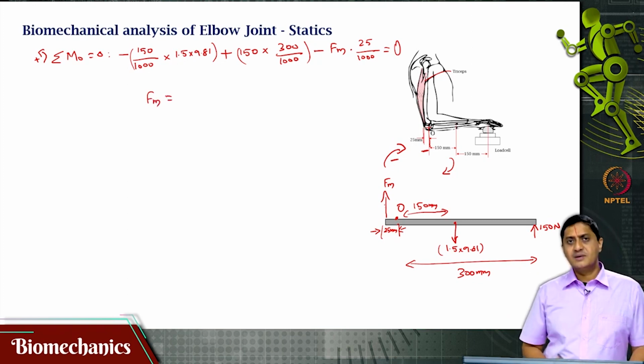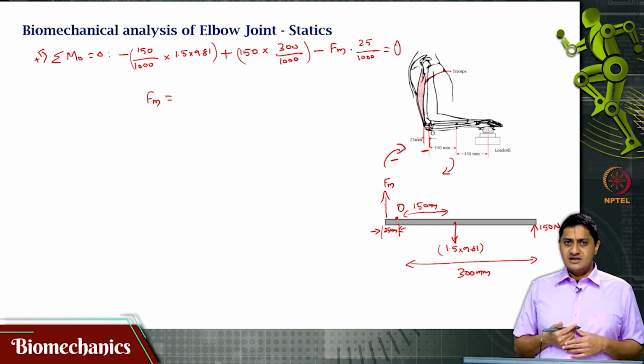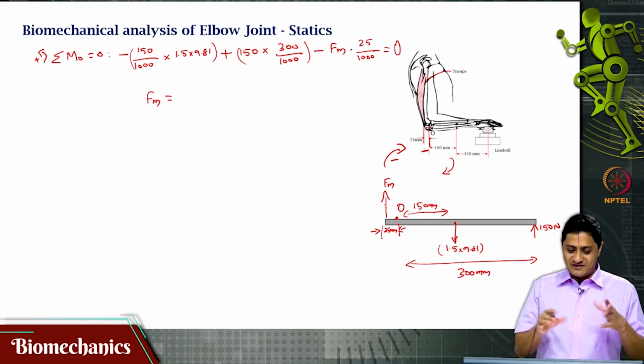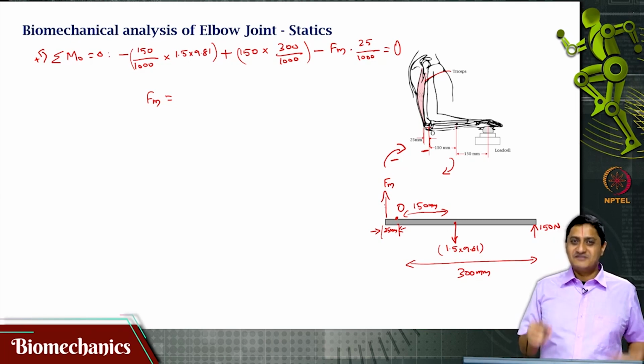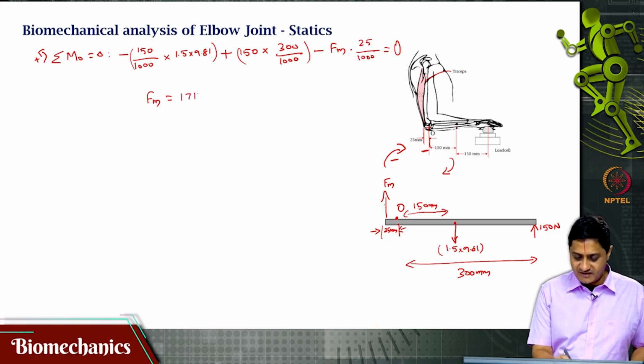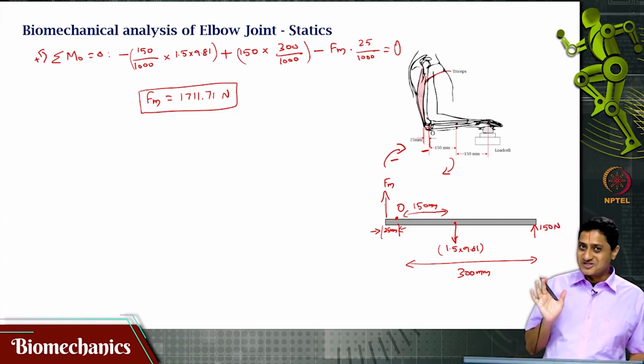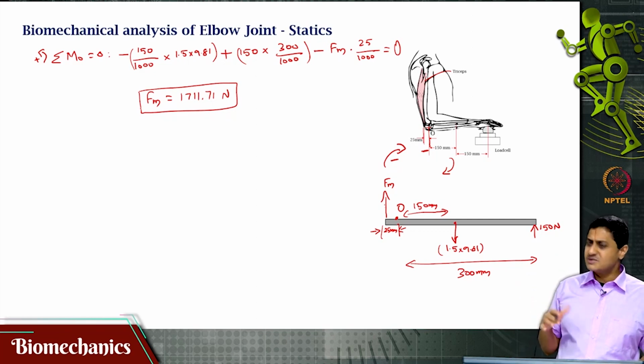I request you to spend a couple of minutes trying to simplify this. After some algebra, or as they say in advanced textbooks, they will write this and then in the next step they will write, after some algebra we get Fm is equal to 1711.71 newtons. Now, does our intuition match our rigorous expectation? That matches. I was expecting around 1800, it is about 1700.